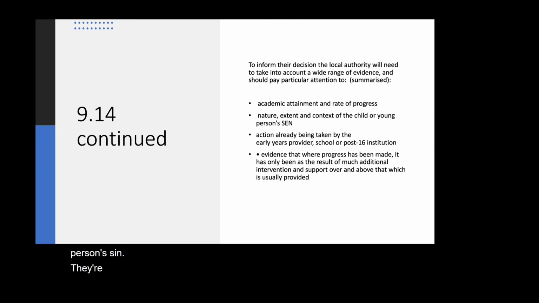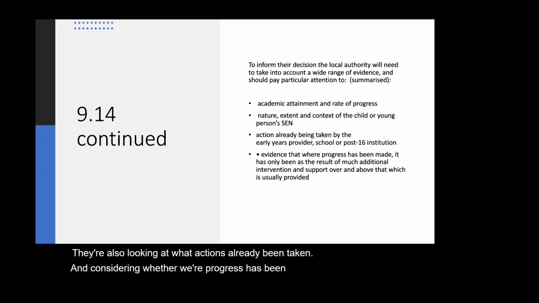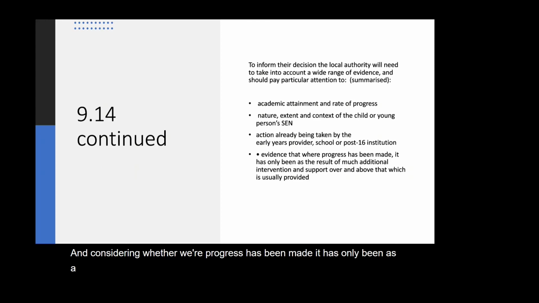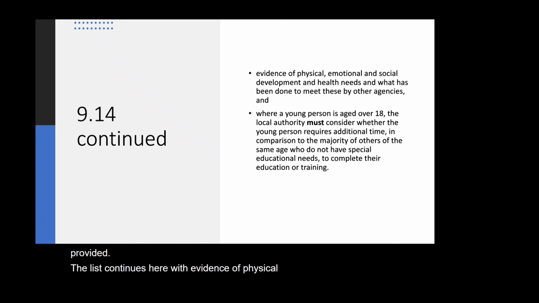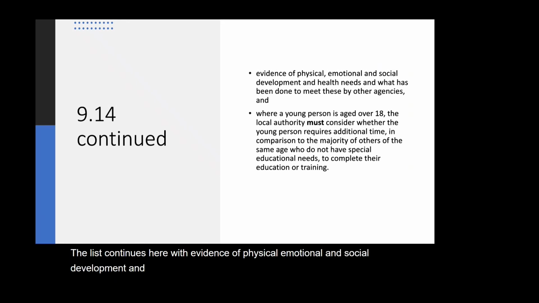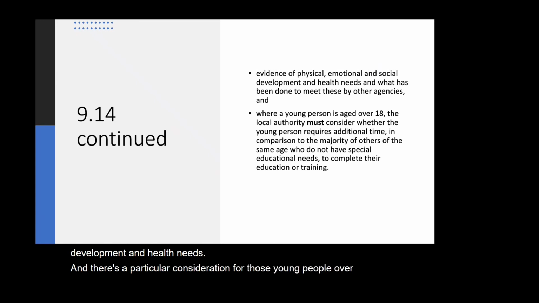They're also looking at what action's already been taken and considering whether, where progress has been made, it has only been as a result of additional intervention over and above what is usually provided. The list continues here with evidence of physical, emotional and social development and health needs. And there's a particular consideration for those young people over the age of 18.